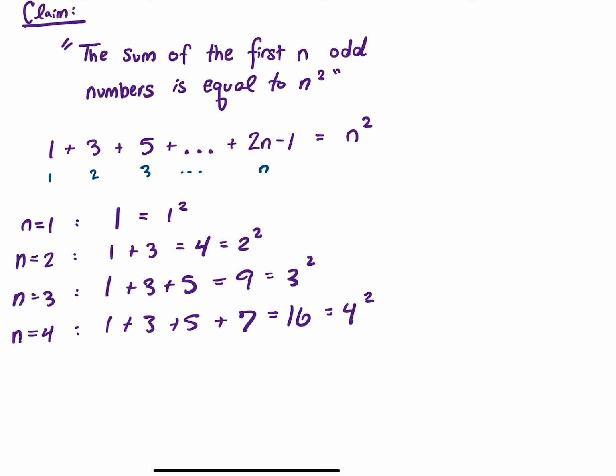So the pattern seems to be true. But we've only looked at 4 examples. You can imagine there's an infinite number of inputs we can plug in. So how do we know that this is true in general? And that's where we can use mathematical induction. So first let's describe what it is, and we'll go through a few examples.